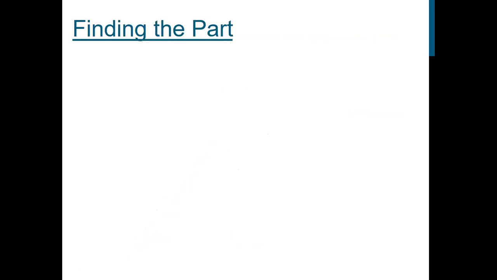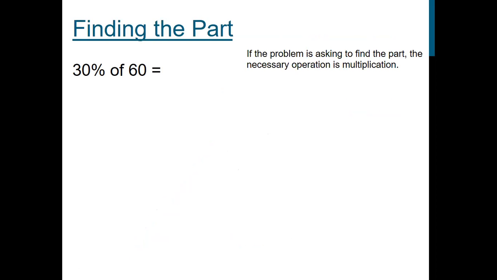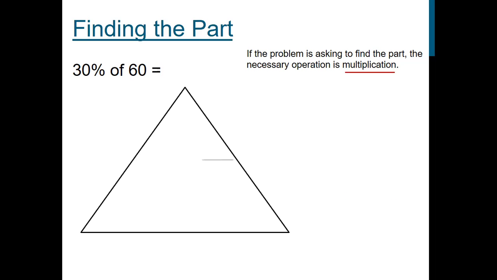So let's talk about finding the part. 30% of 60. So 30 is my percent and 60 is my whole because it follows the word of. And so if the problem is asking to find the part, the necessary operation is multiplication. And here's my percent pyramid. I encourage you to draw the percent pyramid when you're working so you can be looking at it as you're working on it. And eventually you will memorize it.